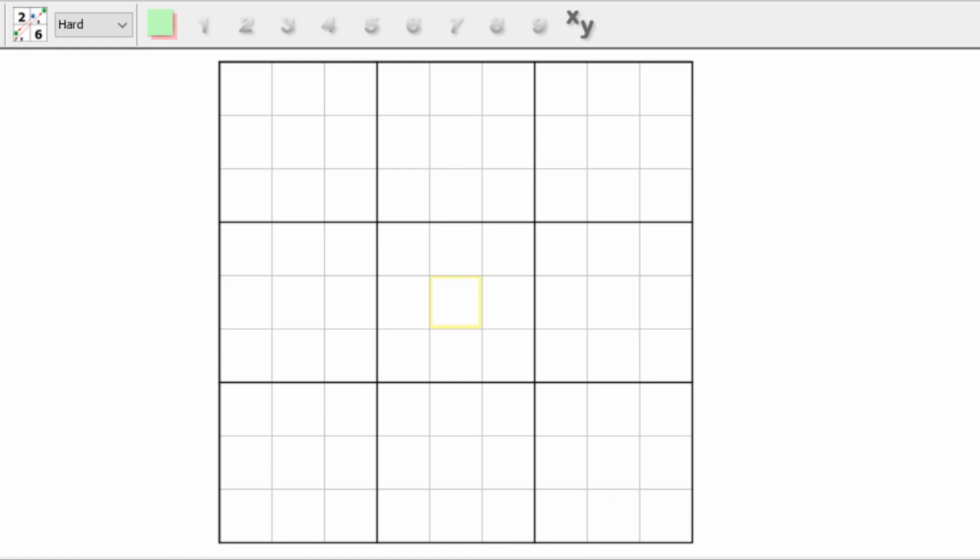Enjoyable hobby. Today we're talking about Sudoku. I'm going to show you how to spot and solve a puzzle that requires the use of a W-wing.